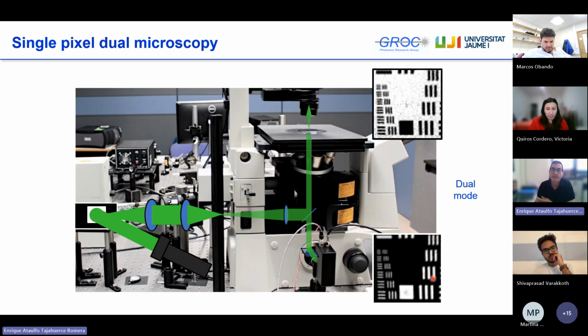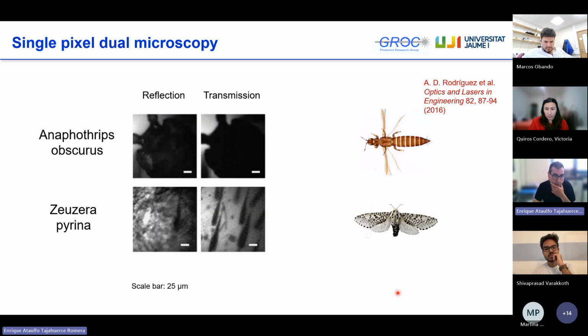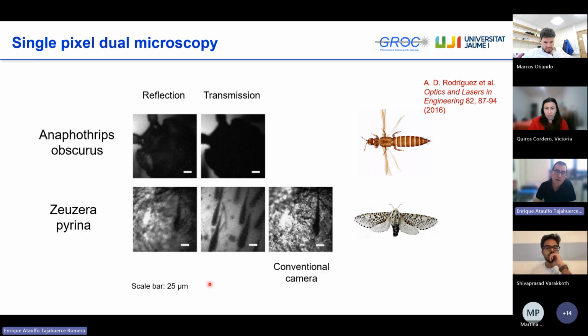And we can do both at the same time. And this is interesting because there is a perfect matching between any point in the transmission and the reflection image, something that is very difficult to do with two cameras in a conventional microscope. Those are a couple of examples of images taken by reflection and transmission of two insects that we can compare with the image taken with a conventional microscope.